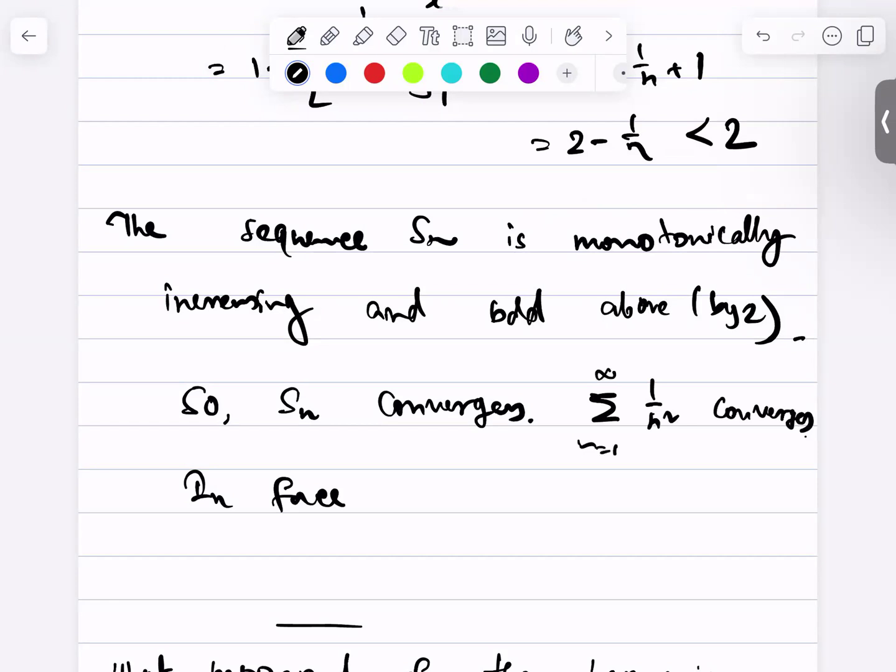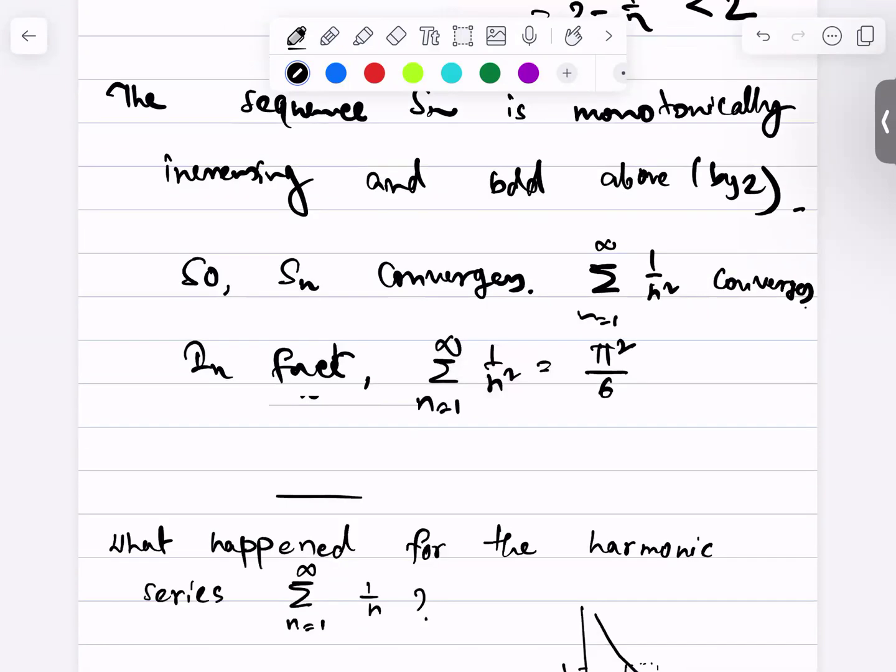And in fact, if you do some further analysis, which is right now beyond our scope, this sum is pi square over 6. How nice it is, you are adding infinitely many rational numbers. 1 over n square would be rational for each n, but pi is irrational. So the sum of those infinitely many rational numbers is irrational, which is interesting.